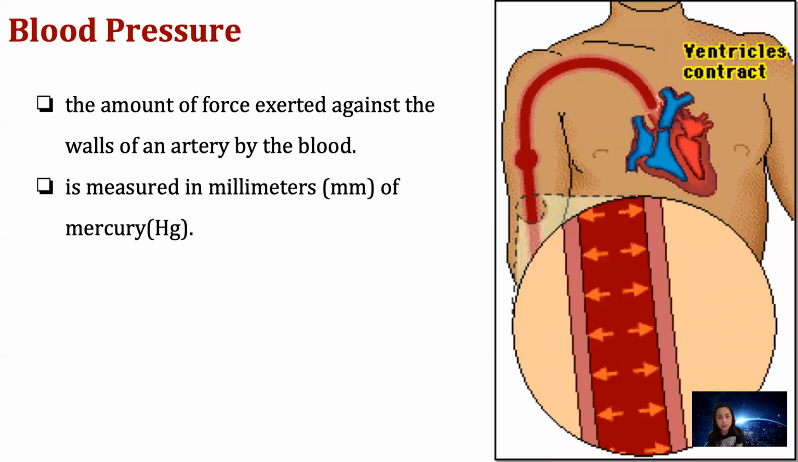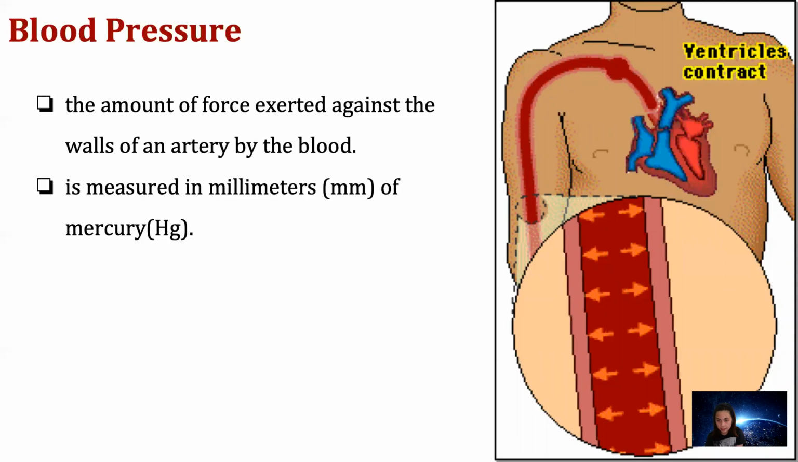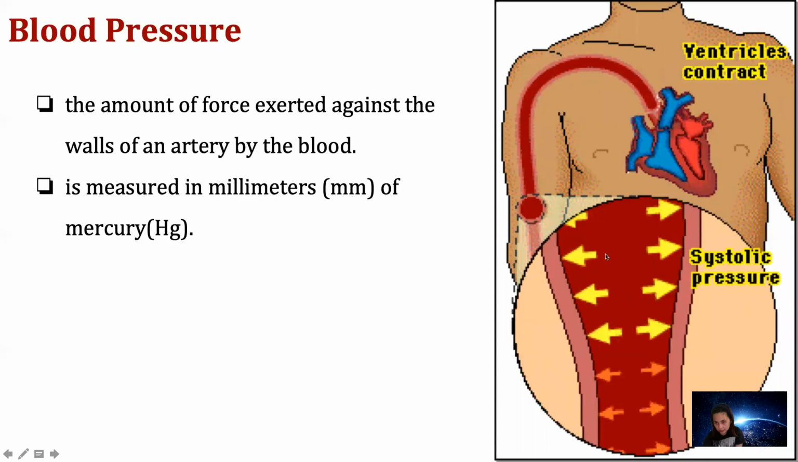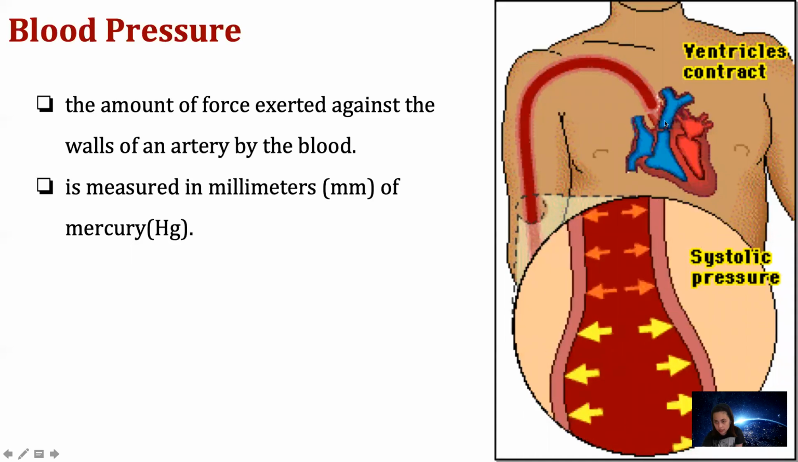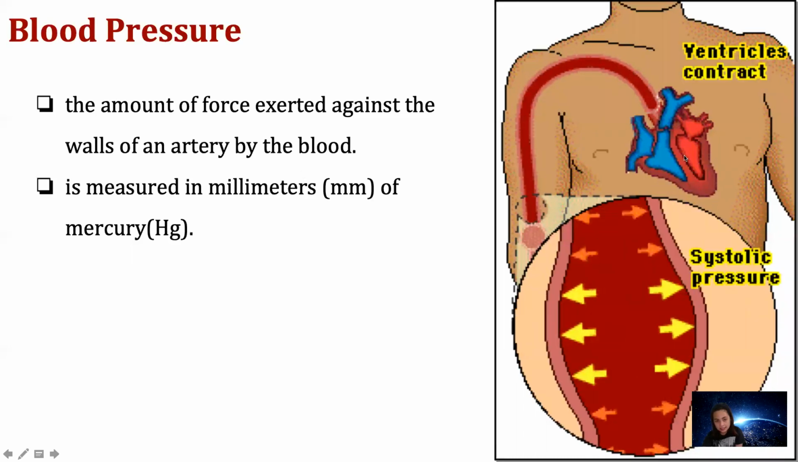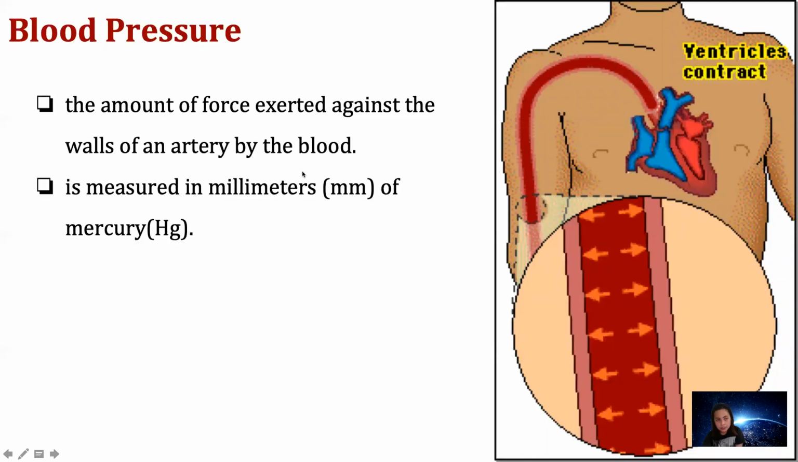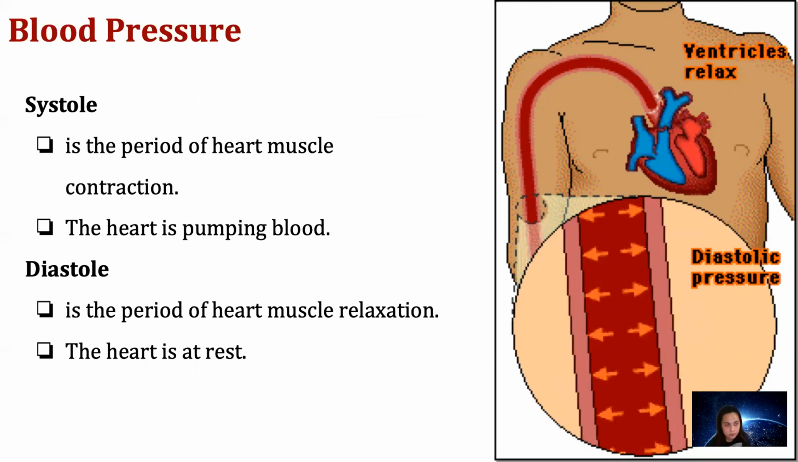Next is blood pressure. Blood pressure is the amount of force exerted against the walls of an artery by the blood. You can see this here, the systolic and diastolic. When the heart contracts, that is called systolic. When there is ventricular relaxation, that is called diastolic. The unit used in blood pressure is mmHg. So, your answer should also have mmHg.